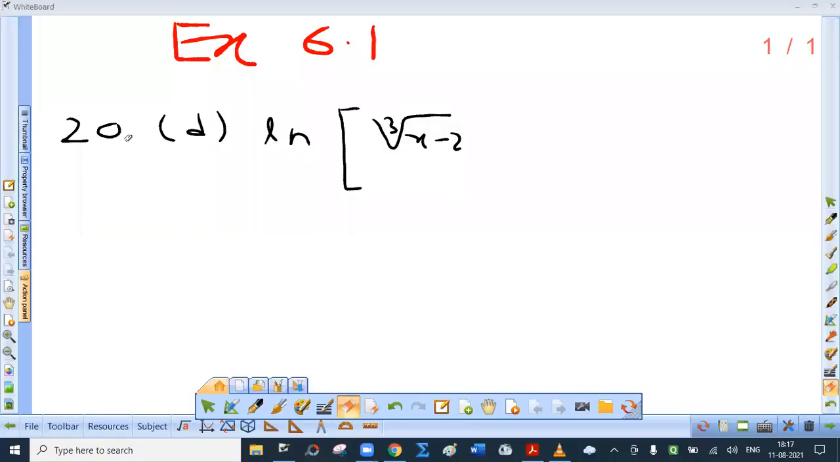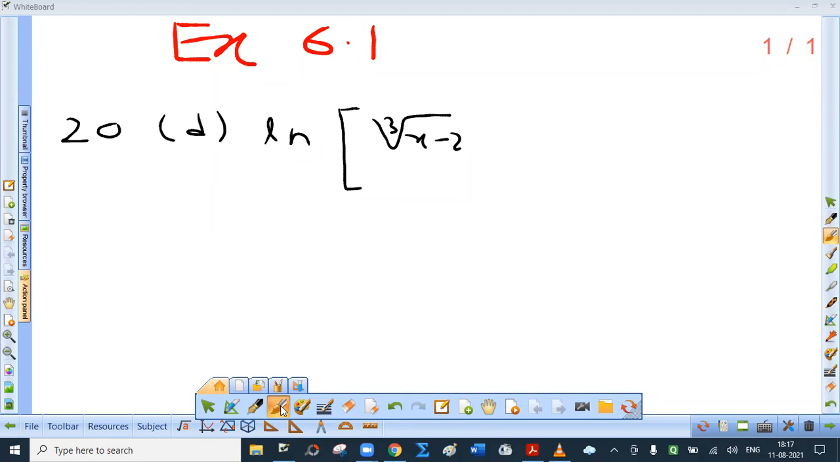Now, exercise 6.1, 20th sum, D part. Write the following expressions as sum or difference of logarithms. So we are supposed to use which laws? Log of m upon n is log m minus log n. Log mn is log m plus log n. Log of m raised to n is n log m.